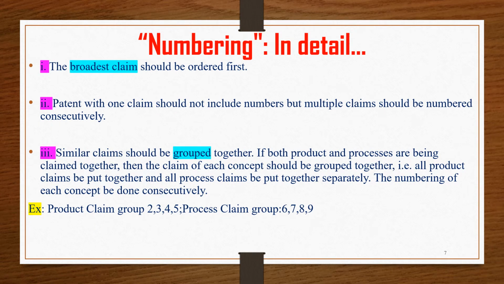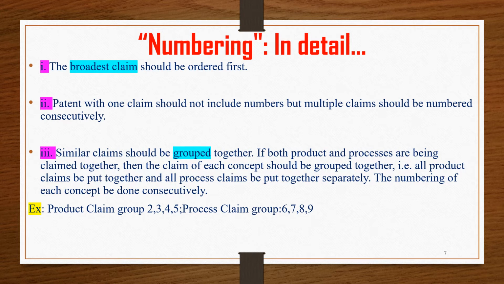Now, as we have already discussed up to point number 4, we will go for point number 5, that is numbering, and in detail I will proceed. Okay. So here point number 1 is the broadest claim should be ordered first. Point number 2, a patent with one claim should not include numbers, but multiple claims should be numbered consecutively. Fine.